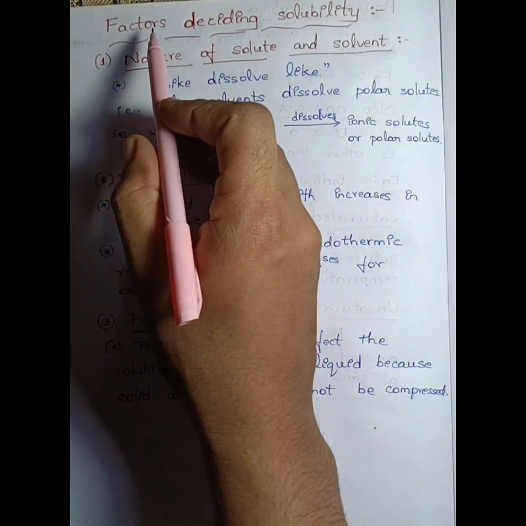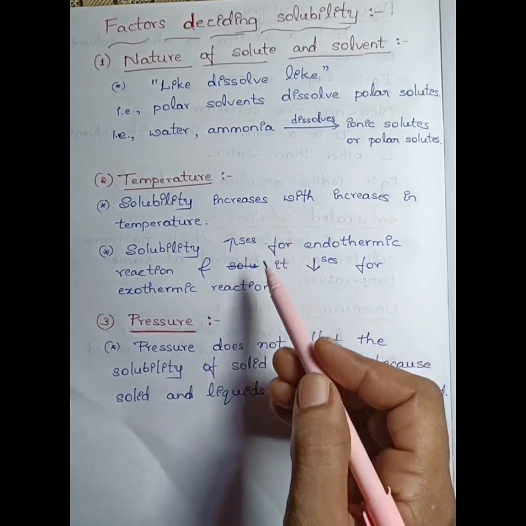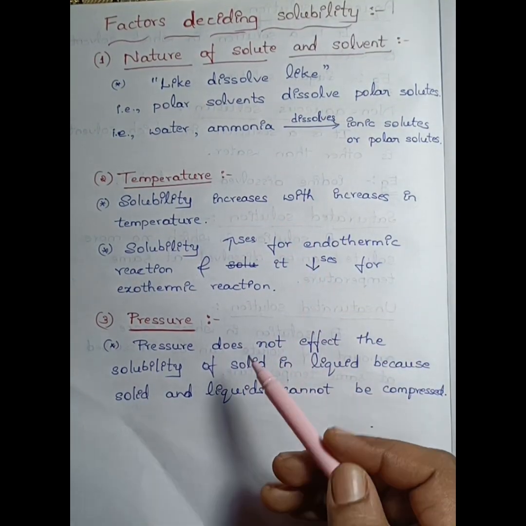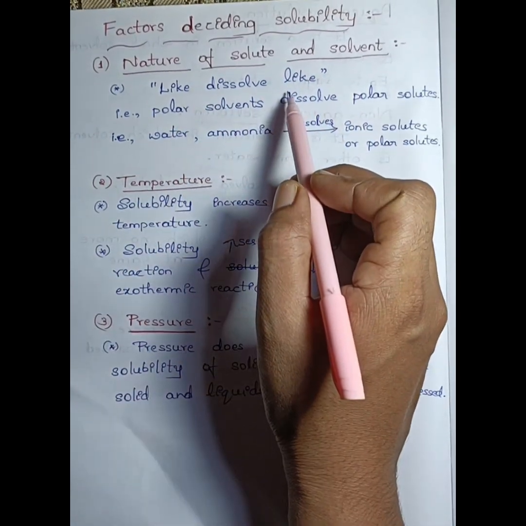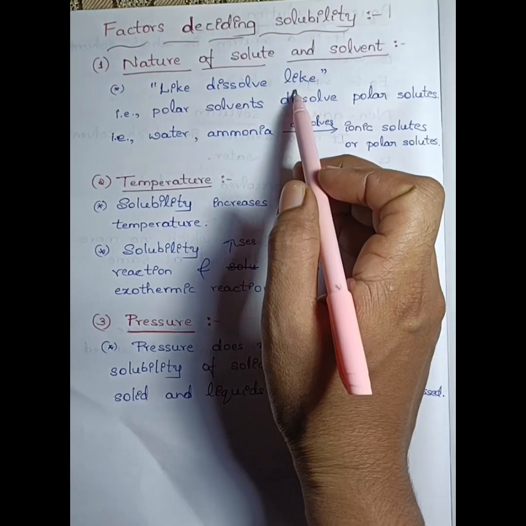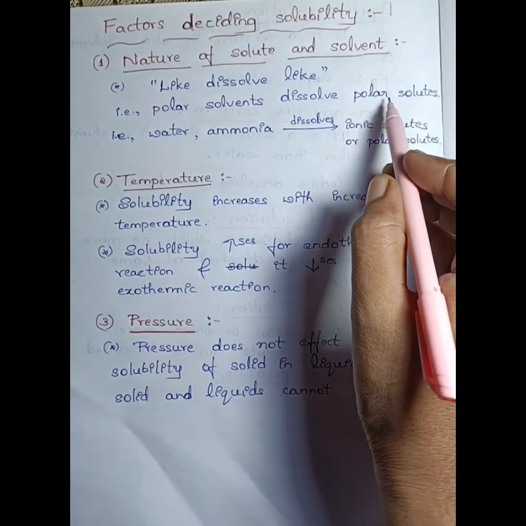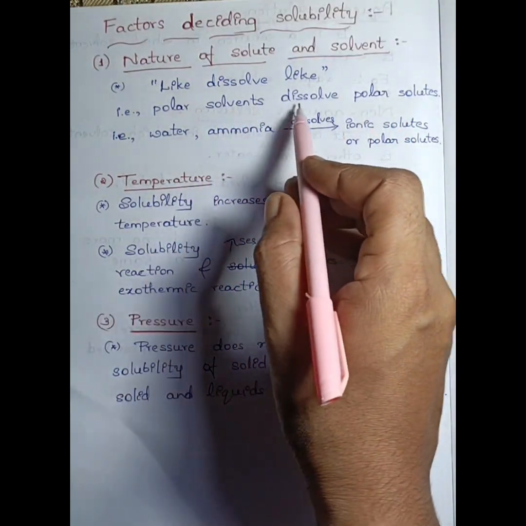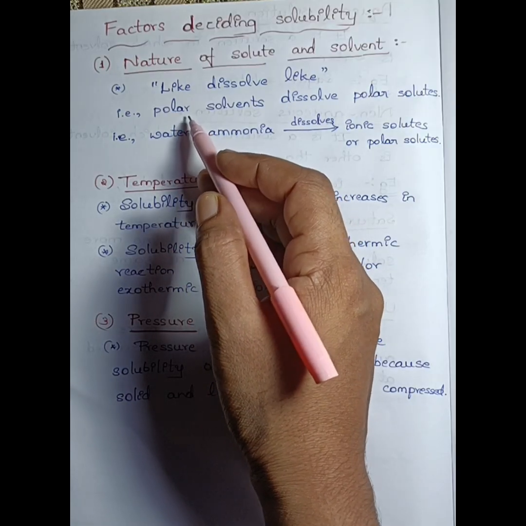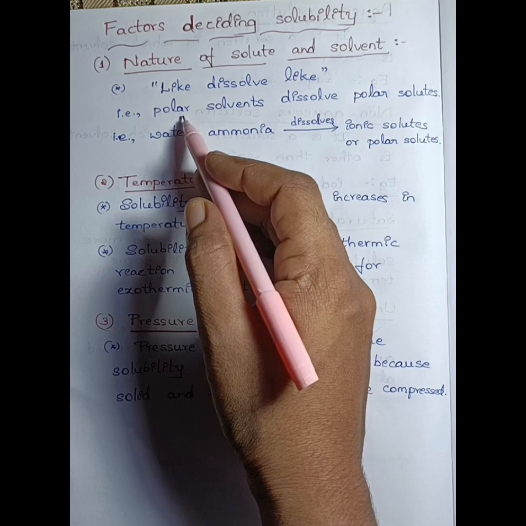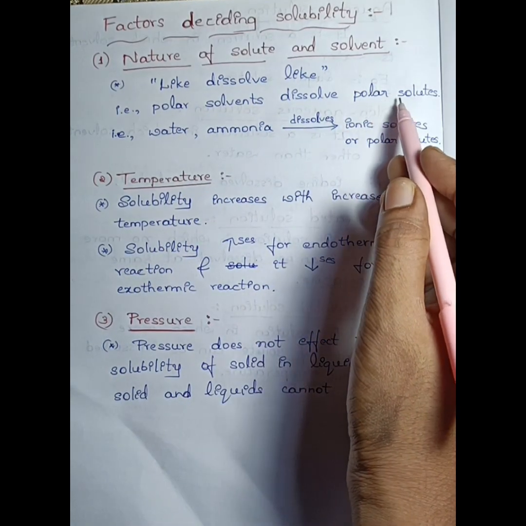So next let us discuss the factors deciding solubility. Here we are going to discuss three factors which decide the solubility. The first one is nature of solute and solvent. Like dissolves like. Guys, it is a chemistry rule. That means polar solvents dissolve polar solutes. Now what are polar substances? They are substances having both positive and negative charges. Such kinds of solvents dissolve polar solutes.